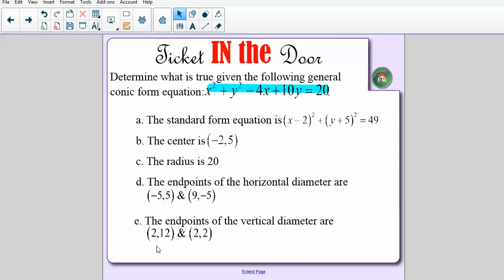So any of them that are true. I don't remember if there's more than one true answer, but there might be. So I would check all of them to see what the true answers are and which ones are false. And I would like for you to please explain why you said the ones that are false are false. So if you think, for example, B is false, you would need to show me what the actual center is. The center of the given equation was blah, blah, blah, and is not negative 2, 5.